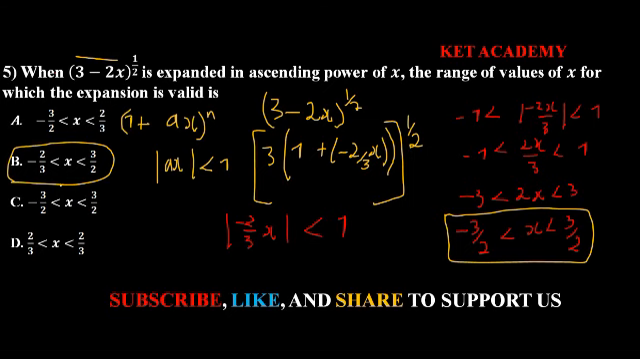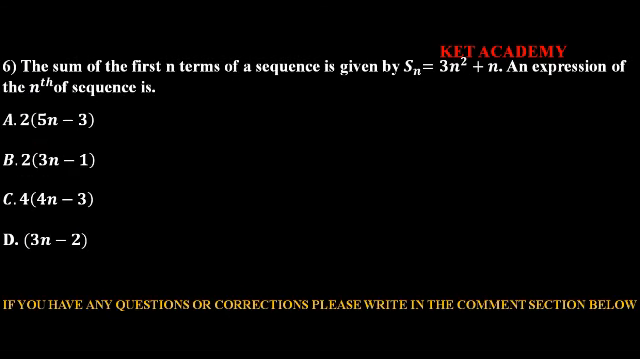Okay, now question 6 says that the sum of the first nth terms of the sequence is given by Sn equals 3n squared plus n. An expression of the nth term of the sequence is... so this is sequences and series. So we know that Sn has been given to us to be 3n squared plus n. And to get the nth term, let's say this is the nth term, Tn. The formula says this will be Sn minus Sn minus 1.